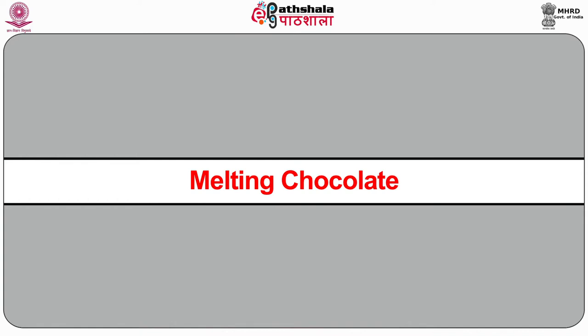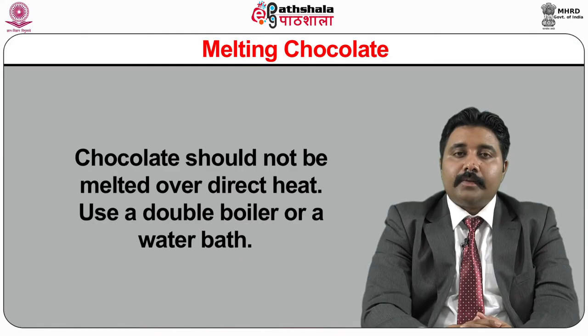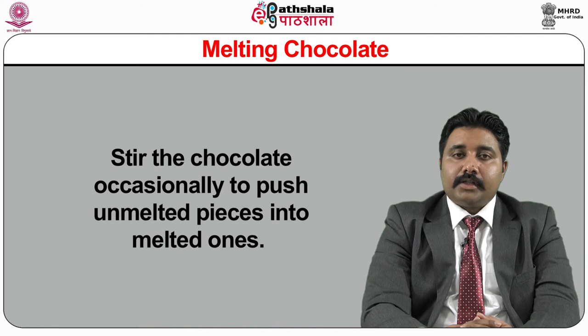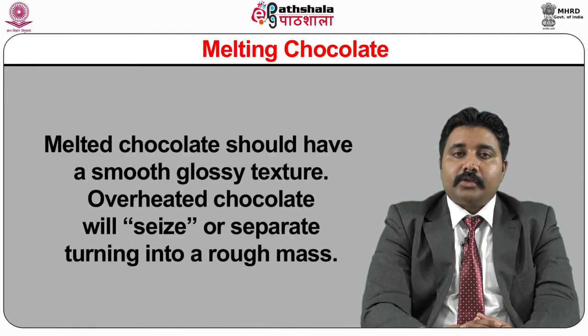Melting chocolate. Chocolate should not be melted over direct heat. Use a double boiler or a water bath. Stir the chocolate occasionally to push unmelted pieces into melted ones. Melted chocolate should have a smooth, glossy texture.